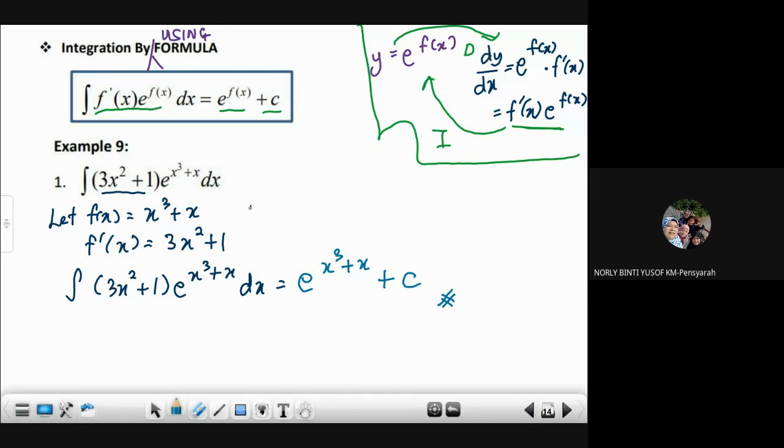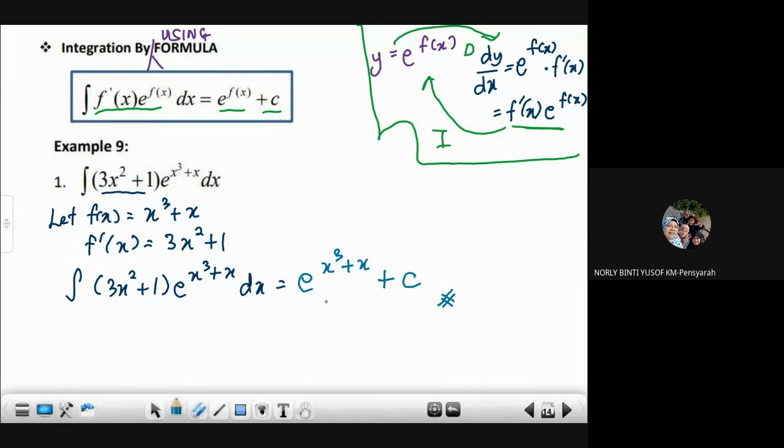Kalau you tak nak buat yang middle garis ni pun tak apa sebab you dah check. Oh, power for function e tu bila you differentiate you dapat betul. Kalau tak you kena adjust. Is that okay? Okay.